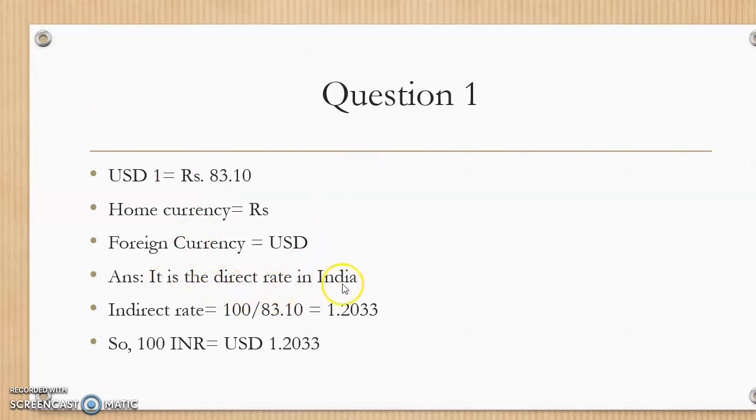If I have to convert the direct rate to the indirect rate, I will have to apply the formula. So what is the formula? Indirect rate is equal to 1 divided by direct rate. So it is 100, which I said is a basis point, 100 divided by 83.10, which is equal to 1.2033. So I can say that 100 INR is equal to USD 1.2033. So if I exchange 100 rupees, then I get around 1.2033 USD.